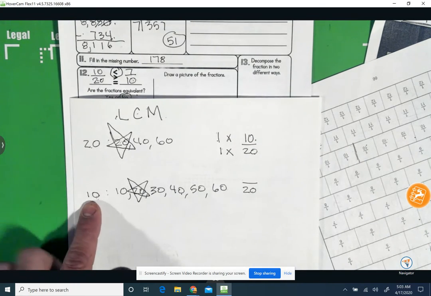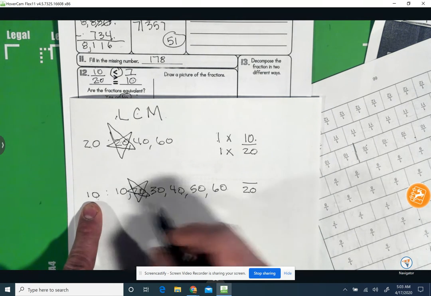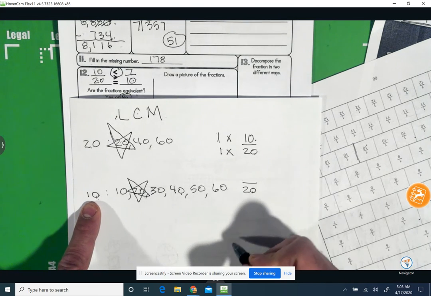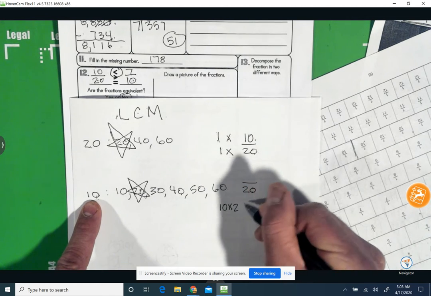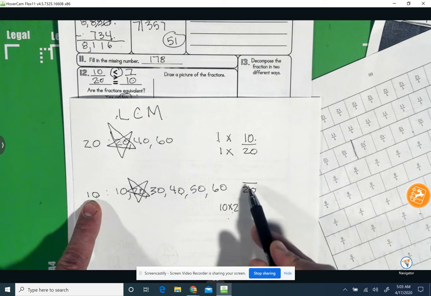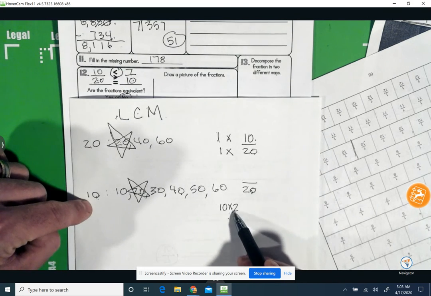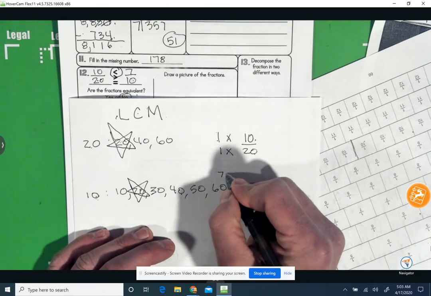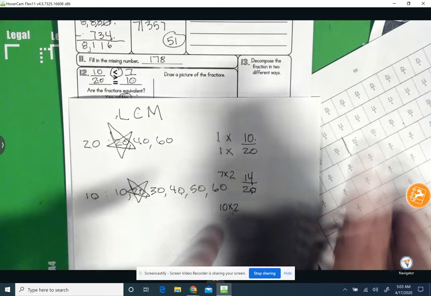For the denominator of 10, it's a bit different, because we had to do something to 10 to make 20. What did we have to do to 10 to make 20? We multiplied 10 times 2 to make 20. Now, whatever we do to the bottom, we have to do to the top. So if we multiplied 10 times 2 and got 20, we've got to multiply 7 times 2, which will give us 14.